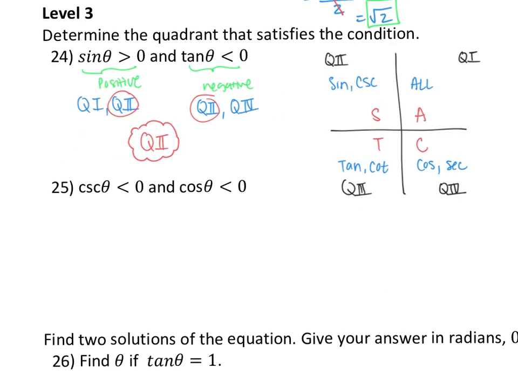This next one here says that cosecant is less than 0, so that means cosecant is negative. And then this one says that cosine is less than 0, so cosine is also negative. So cosecant is negative, let's see. Cosecant is the reciprocal of sine. So sine is positive in the first quadrant and in the second quadrant. So cosecant is negative in the third and the fourth.